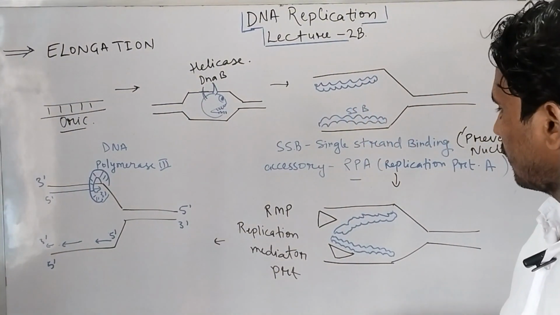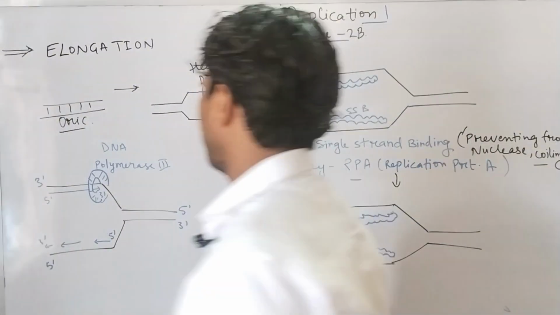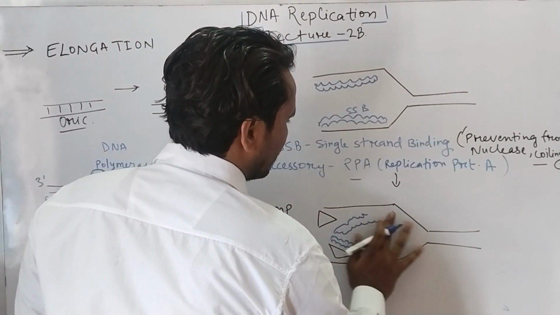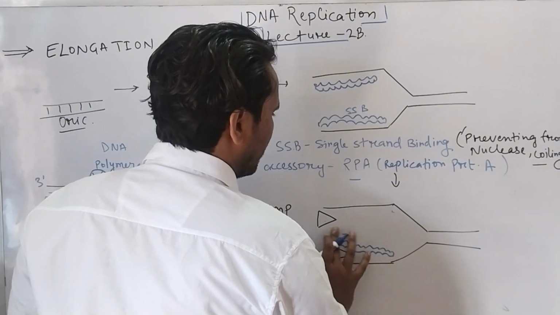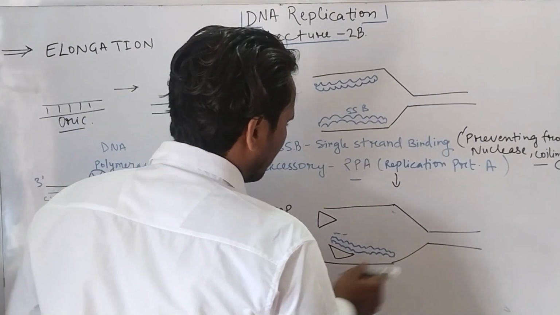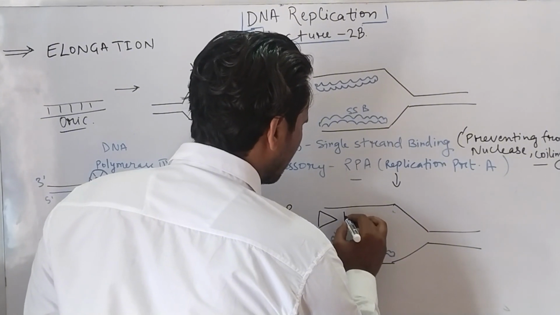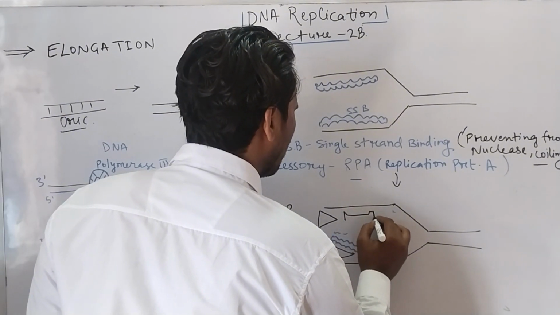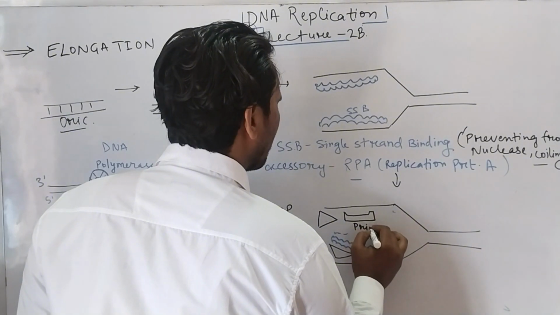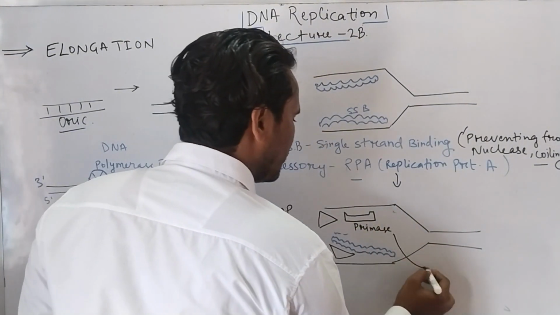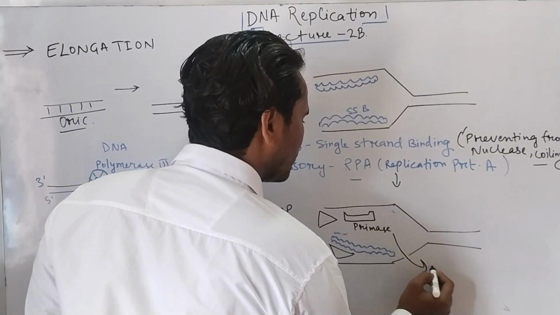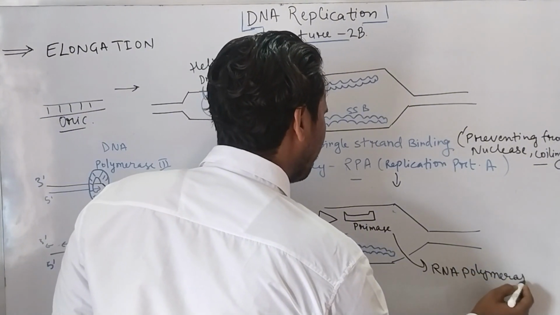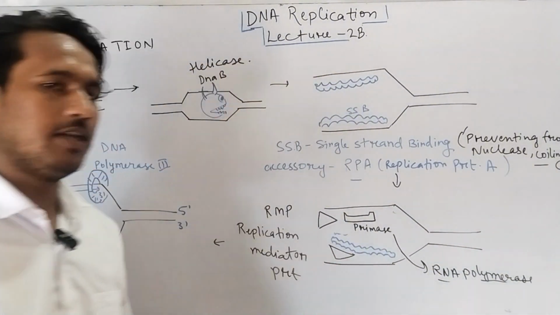Just before that, we need an enzyme. Let me draw here only. So after that, we need an enzyme which is called primase. Primase is actually an RNA polymerase, and it's a little different from the regular RNA polymerase which we studied in transcription.